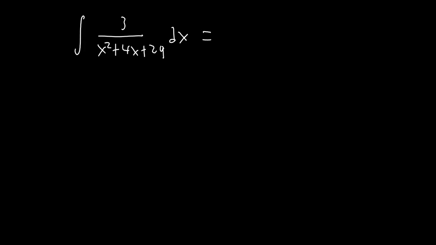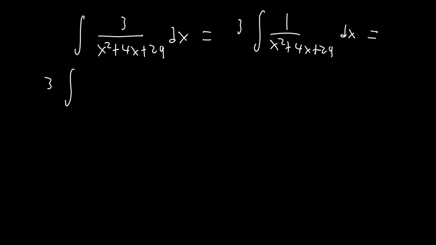Now, first off, we can just bring out 3, right? That's always a good first step to take. Bring out any constants. So we have 3 times the integral of 1 over x squared plus 4x plus 29. Now we've done that, we can complete the square here. Remember that method, completing the square?